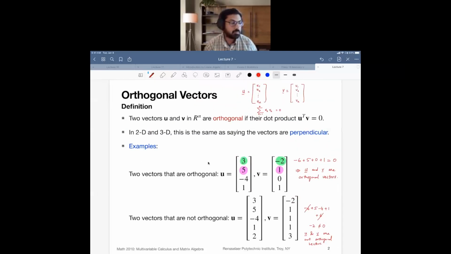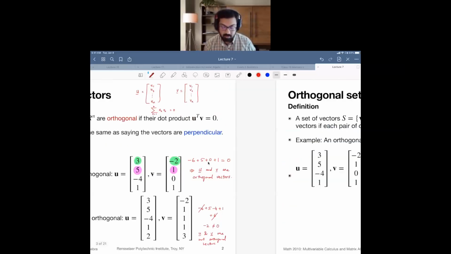Right. Just check their dot product. If it goes to zero, orthogonal. If it doesn't, then they are not orthogonal to each other. So that's orthogonal vectors, right? Now, what we are trying to do here is we want the vectors in our bases to be orthogonal with each other. So obviously we are not just going to have two vectors in any basis. A basis can have any number of basis vectors.